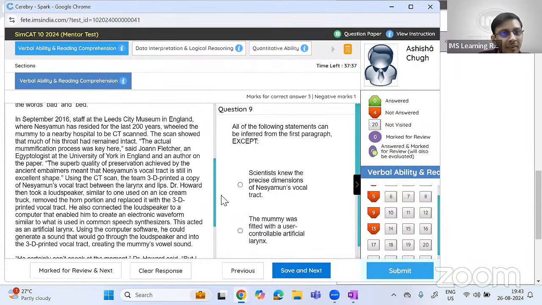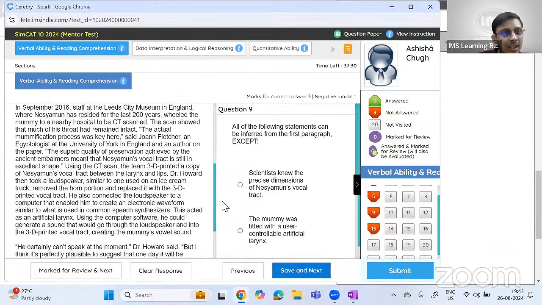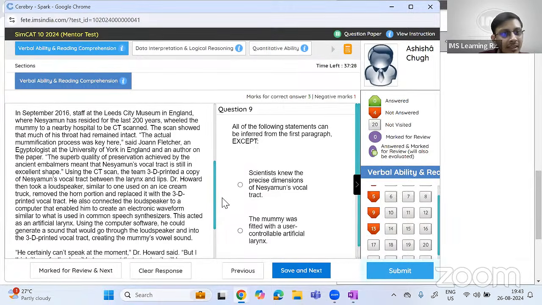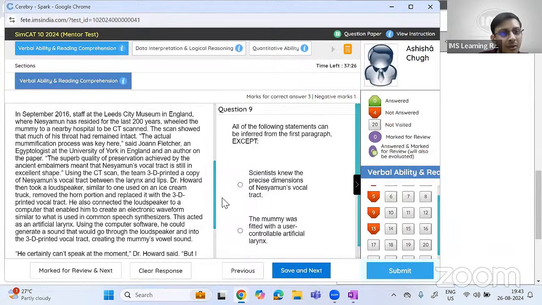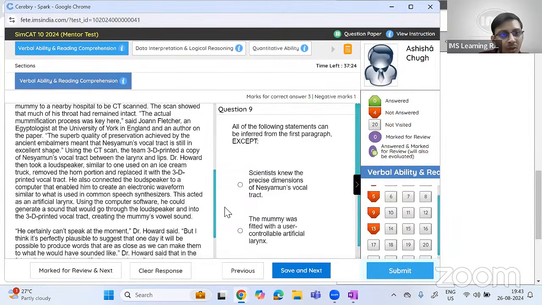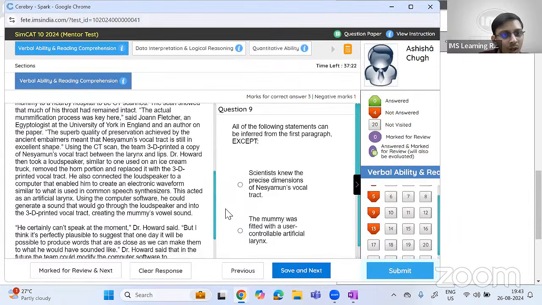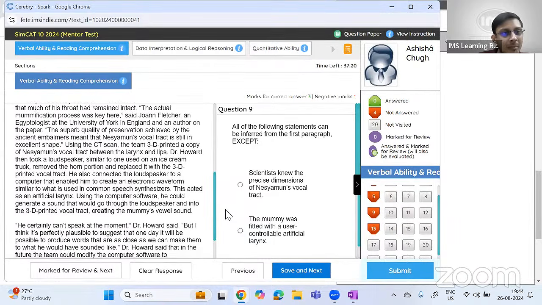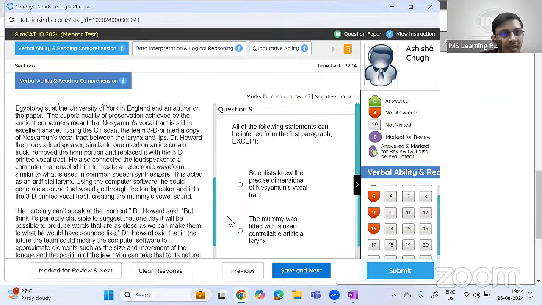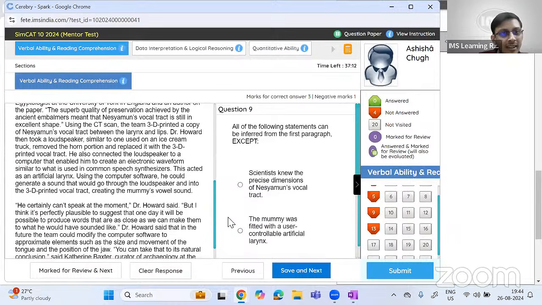In September, staff at a museum wheeled the mummy to a nearby hospital to be CT scanned. The scan showed that much of his throat had remained intact. The actual mummification process was key. The quality of preservation achieved by the embalmers meant that the vocal tract is still in excellent shape. Then the CT scan team printed a copy of the vocal tract.